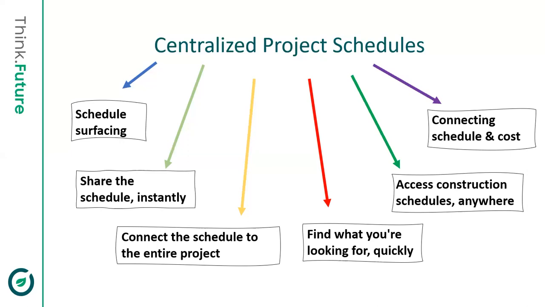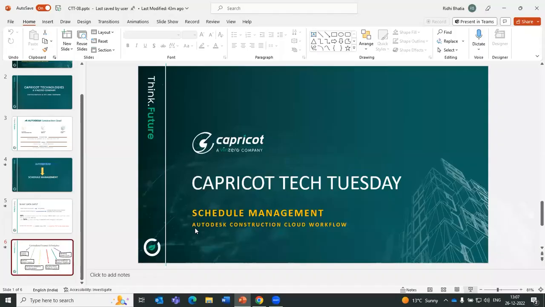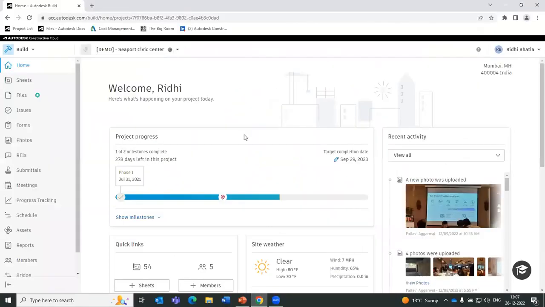You have the updated information about the schedules, and you can even connect your schedule and cost statements. Okay, so let's just look into the product. So you see here, this is the Autodesk Construction Cloud interface, and we are right now in this particular project, Seaport Civic Center. Okay, so let me just go to the schedule tool.